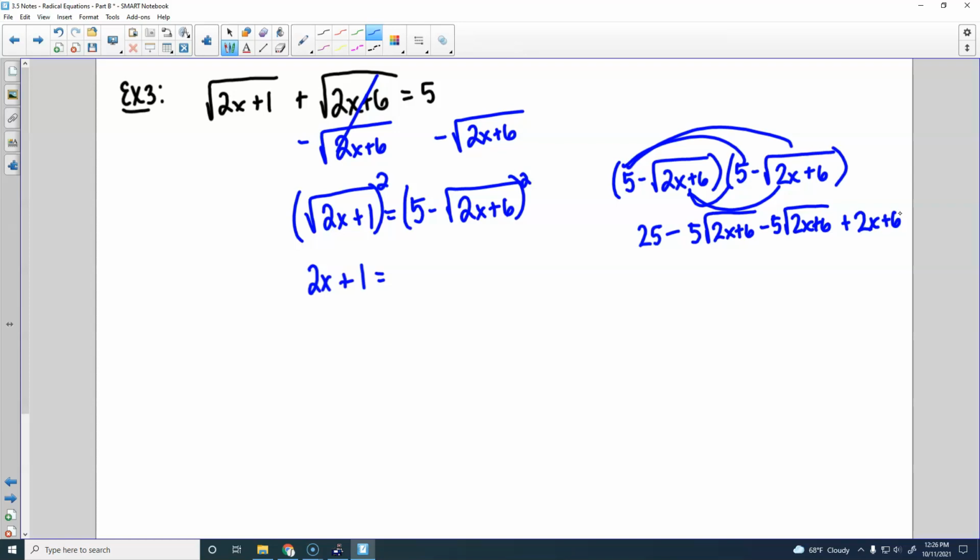Or we could have squared it with the double from the beginning. 5 squared is 25. The double is going to be minus 10 square root of 2x plus 6. And then we'd have plus 2x plus 6.